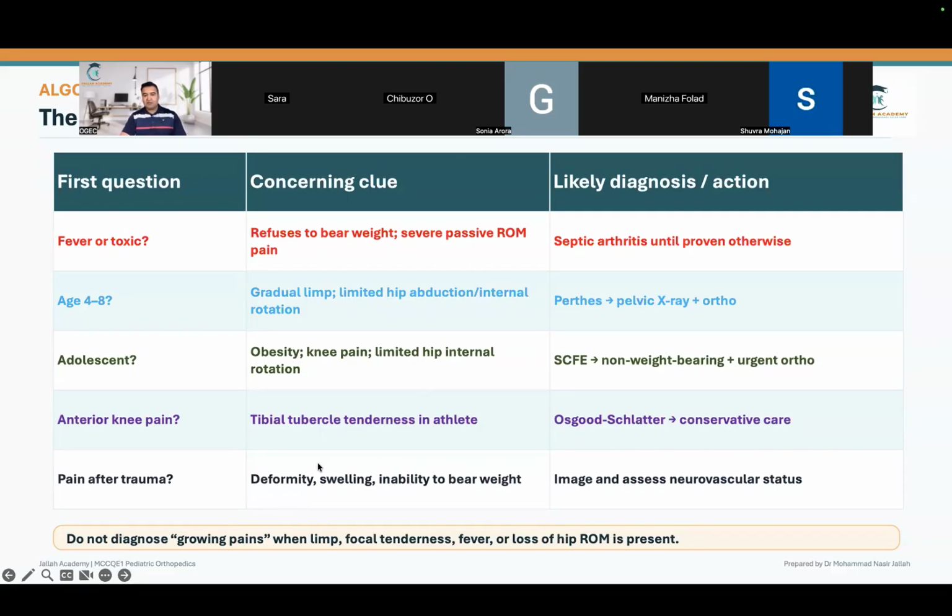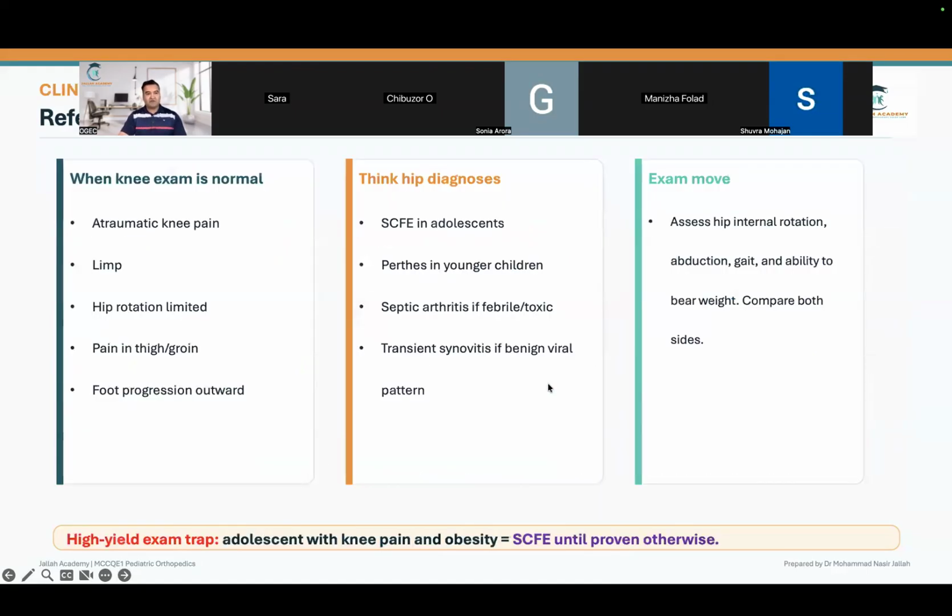Pain after trauma, deformity, swelling, inability to bear weight. Obviously, it might be a fracture or a vascular or neurovascular injury. So I have to do the imaging and I have to involve specialists. Do not diagnose growing pain when limp, focal tenderness, fever, or loss of hip range of motion is present. Obviously, if you have fever and a swollen knee, you're not going to think about anything else until you rule out septic arthritis. Referred knee pain: the hip is often the answer.